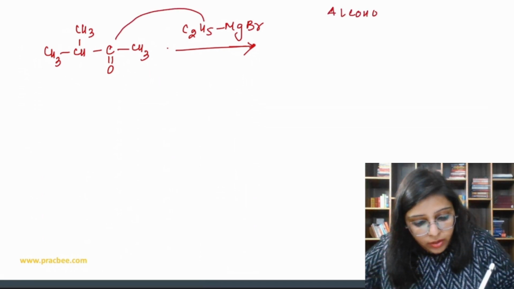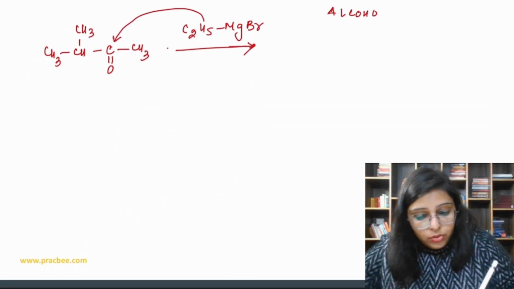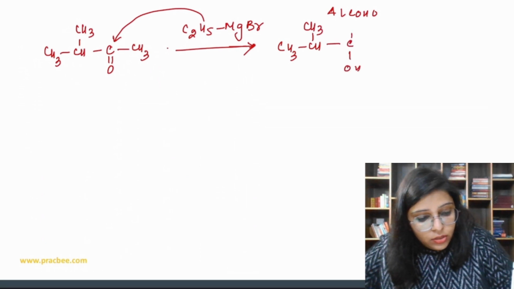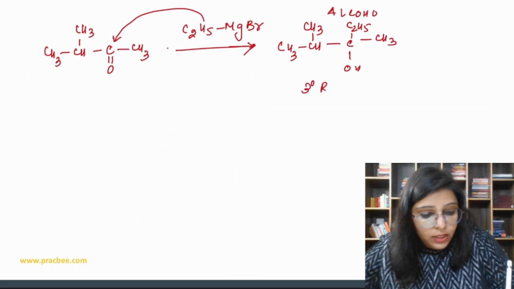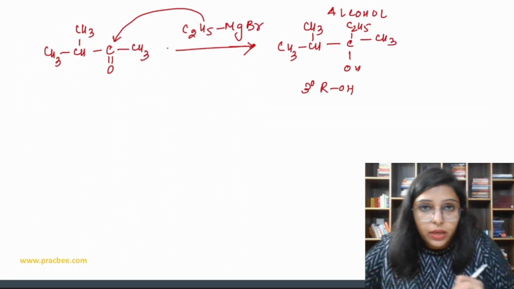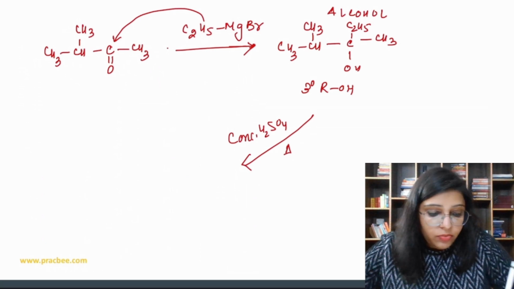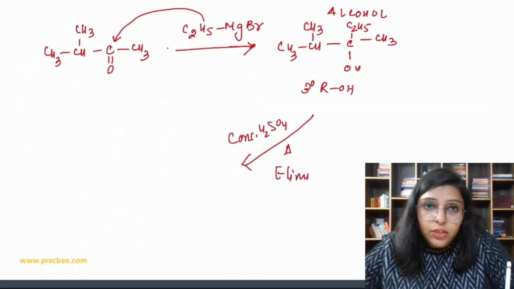So C2H5 attacks on this carbonyl carbon and we get CH3, CH3, then C(OH), C2H5 and this is CH3. So we get a 3 degree alcohol. Now we have concentrated H2SO4 and heat, so it means we have to do an elimination reaction.